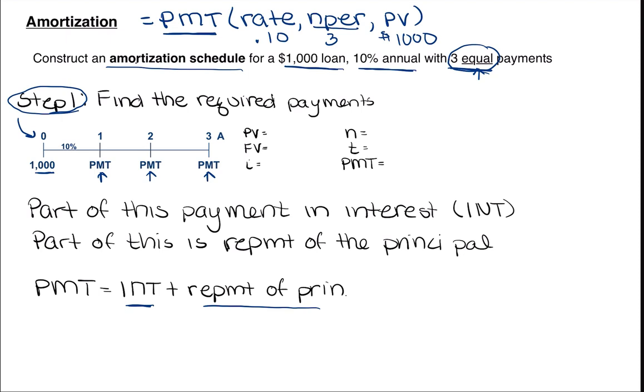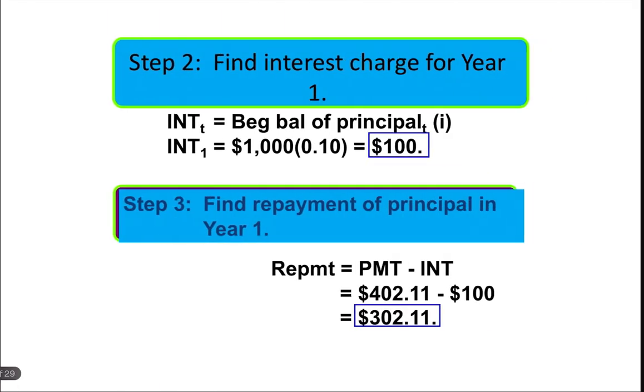When you do that, you're going to get a payment of $402.11. So these are the 3 equal payments of $402.11. That's how much your payment is going to be. Now we need to figure out how much is going to be principal and how much is going to be interest. So step 1, find the required payment amount. Done. $402.11.